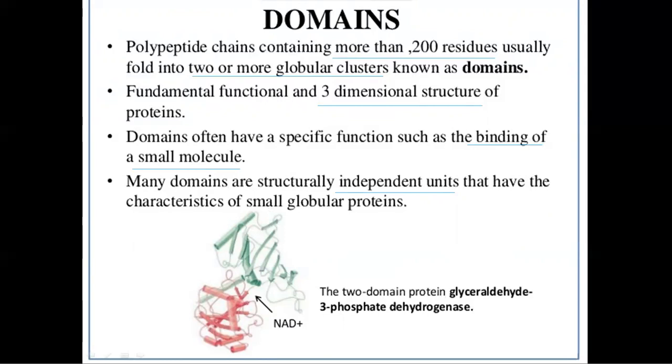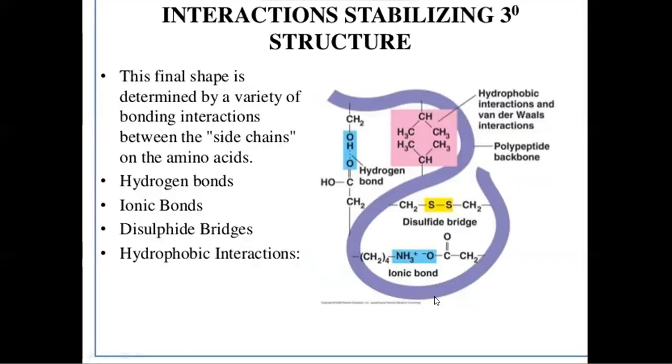And these domains are generally independent. Why? Because they are present as small globular proteins, generally water soluble. And these tertiary structures get stabilized by important bonds like hydrophobic bonds, disulfide bonds, ionic bonds, and hydrogen bonds. Due to the presence of these interactions, this tertiary structure gets stability.